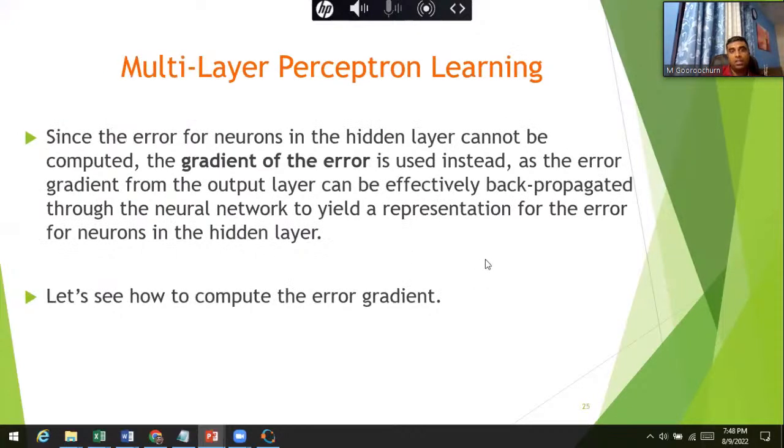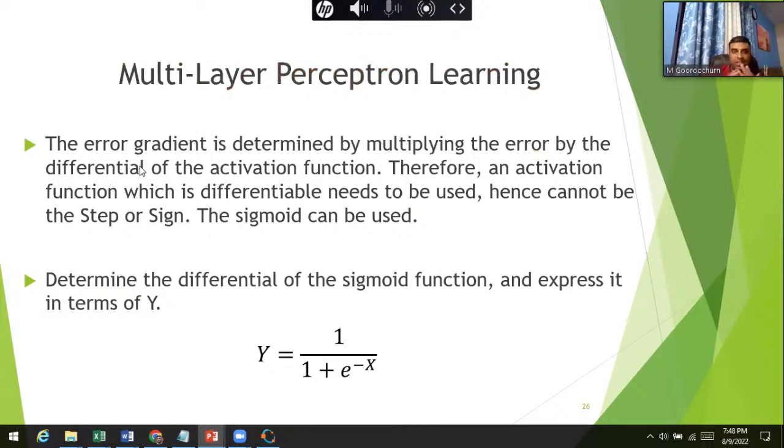Now, how can we work out the gradient of the error? If you read that sentence there: since the error for neurons here cannot be computed, the gradient of the error is used instead, as the error gradient from the output layer can be effectively backpropagated through the network. So we need to understand how to work out the gradient of the error. By definition, the error gradient is determined by multiplying the error by the differential of the activation function. This is pretty simple. The error at the output neuron is known. That's what I've just shown you, the Y5 or neuron 5 we've just seen.